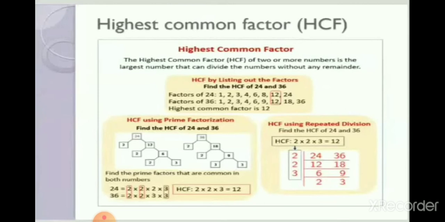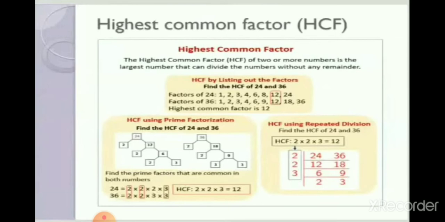Now let us see the other method, that is using the prime factorization method to find the HCF of 24 and 36. Here, first we will find the prime factors of 24 and 36, and then we will work out the HCF. Prime factorization of 24 is 2 into 2 into 2 into 3. And prime factorization of 36 is 2 into 2 into 3 into 3. Now we will find the common factors, that is 2, again 2 and then 3. From these common factors, we will pick up one of each. So our HCF will be 2 into 2 into 3, that is 12.